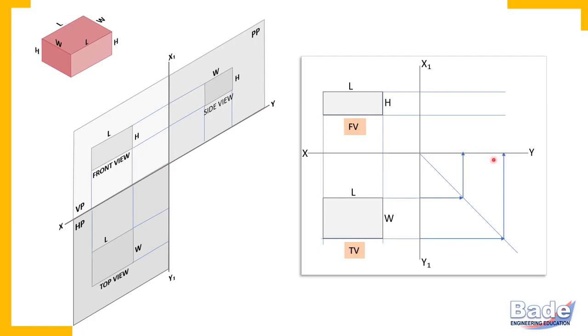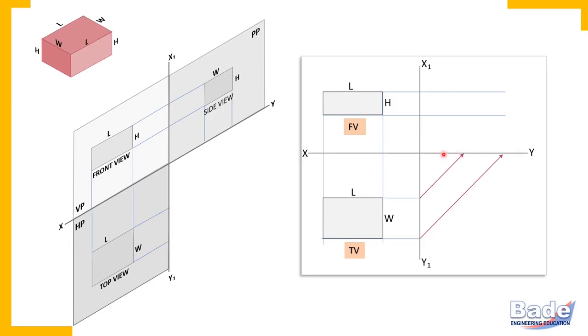There is another method to transfer this width. You may draw these lines. These lines are again at an angle of 45 degrees with the xy line and the x1, y1 line. Now this vertical width in the top view appears horizontal here in the side view. So there is no change in dimension at all since you have used a 45 degree angle.